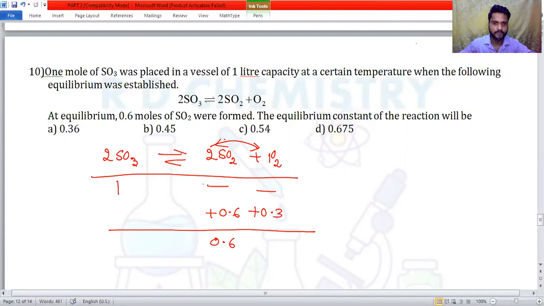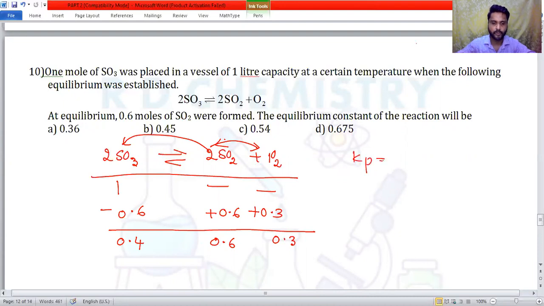These are formed. Plus, see here, 2:2 ratio. That means this should be deducted, decreasing. How much? 0.6, to the same extent, 2:2. So how much is remaining here? 0.4 of SO3 is remaining. And what is the O2 at the end? It is 0.3. Now we have to calculate the equilibrium constant.